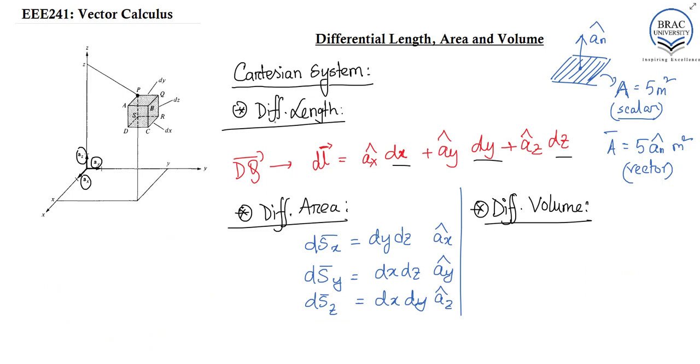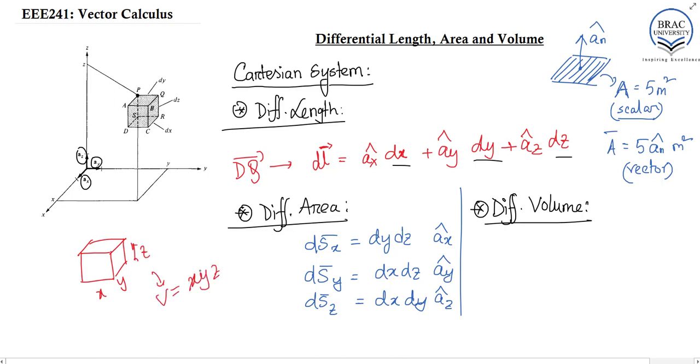And finally, the differential volume is just the small volume created by the rectangular parallelepiped. Okay, you already know the formula for the volume of a rectangular parallelepiped, right? If it's given by the sides x, y, and z, the volume will be given by x, y, and z, right? So the differential volume that we're getting over here, dv, is equal to dx, dy, and dz. And unlike the differential area, volume is only a scalar.